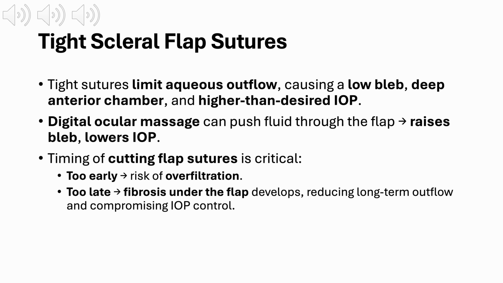If the bleb elevates with massage, that's an excellent sign. It tells you the flap is functional and that the resistance is primarily suture-related rather than due to scarring or obstruction. The bigger decision is when to cut sutures. Timing here is everything. If you cut too early, before the flap has stabilized and before the eye has formed enough subconjunctival fibrosis, the risk is overfiltration and hypotony. But if you wait too long, fibrosis develops under the flap, permanently reducing outflow capacity and compromising long-term pressure control. So you're always walking a line. Adjust early enough to restore physiologic flow, but not so early that you destabilize the bleb.